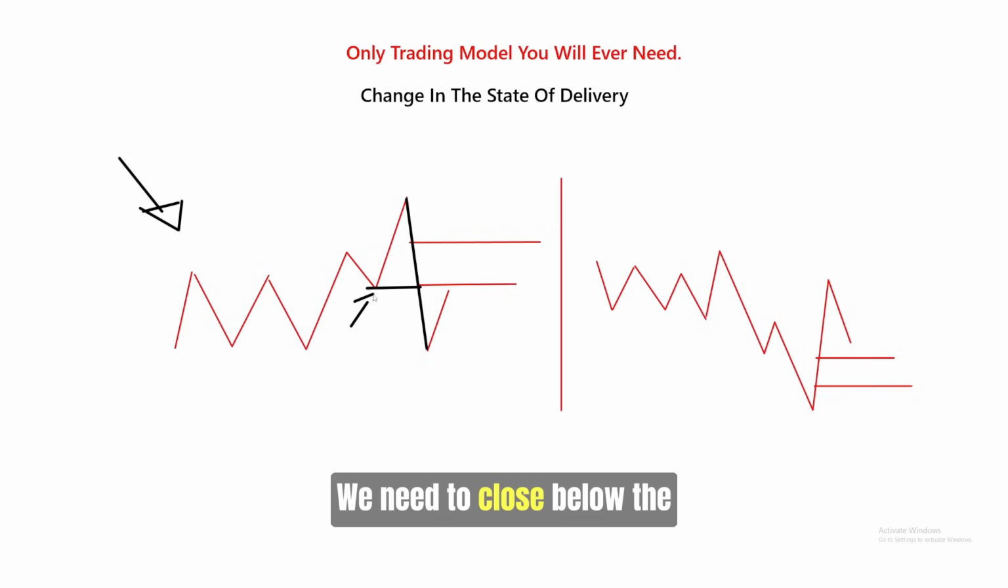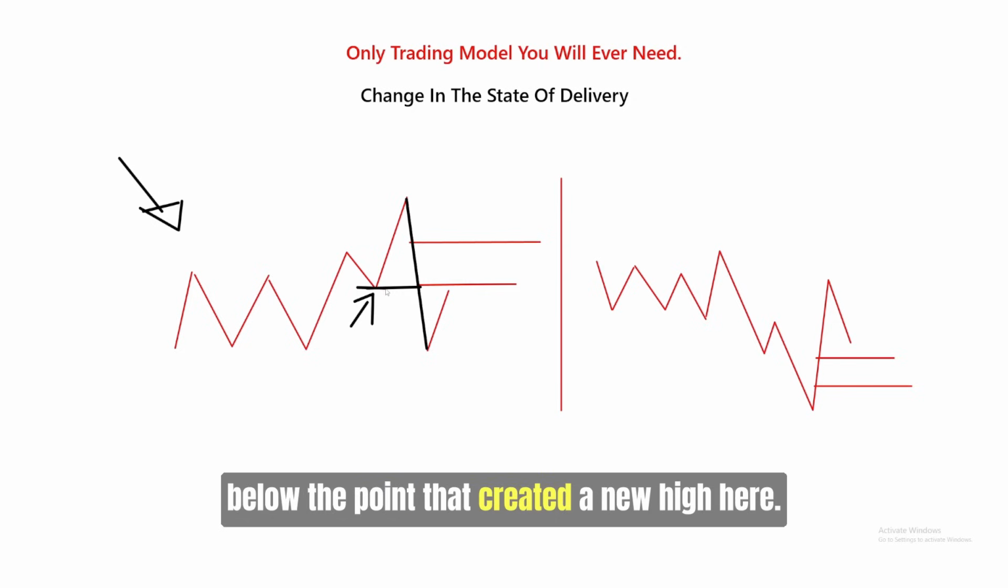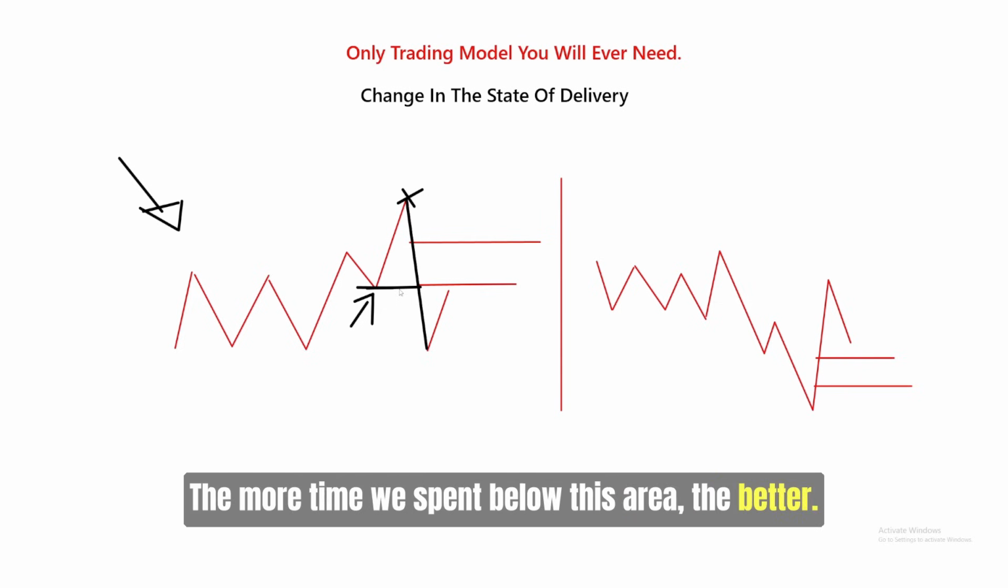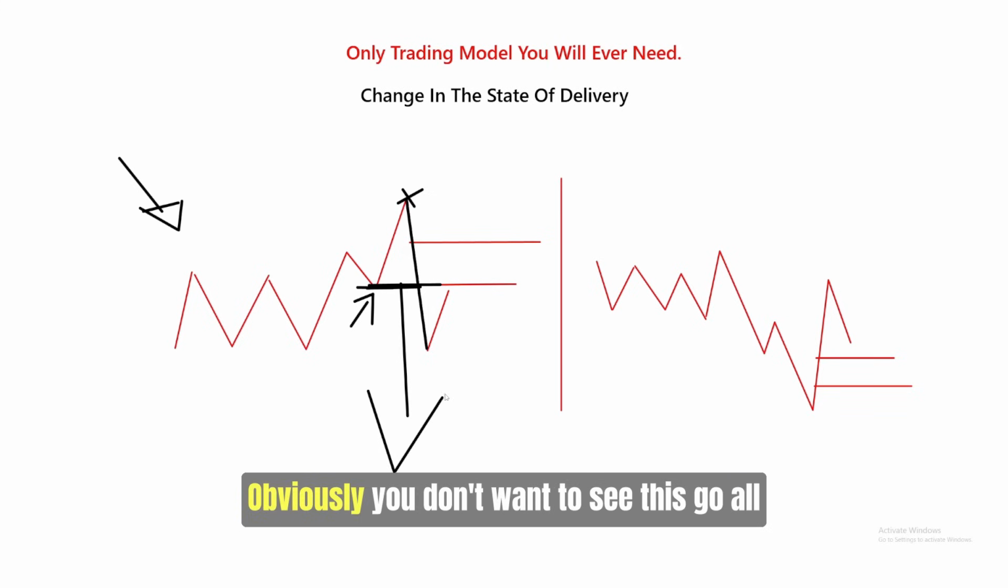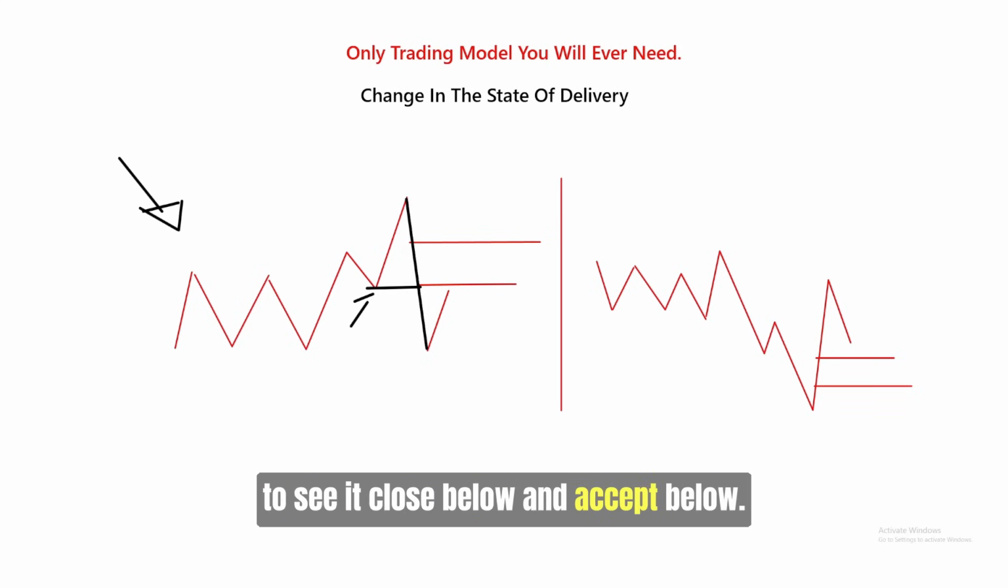We need to close below the market structure shift point. Okay, it is not valid if we just wick below it and close above. In this case, you'll need to see the market close below the point that created a new high here. And at that point, once you've closed below it and accepted it, the more time we spend below this area, the better. Obviously, you don't want to see this go all the way down without you, but you do want to see it close below and accept below.